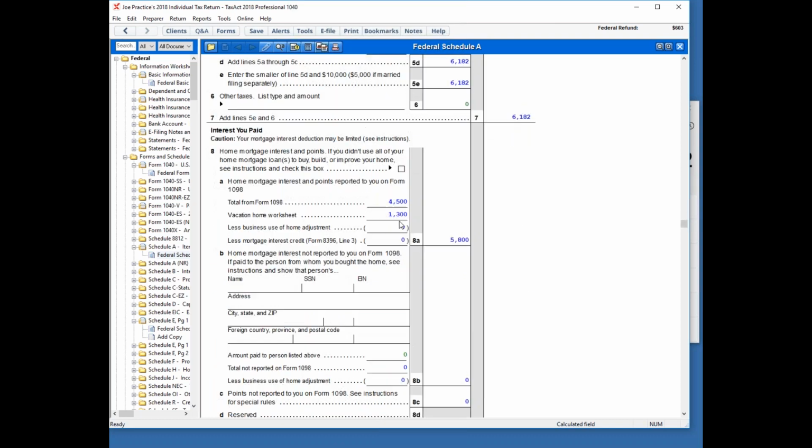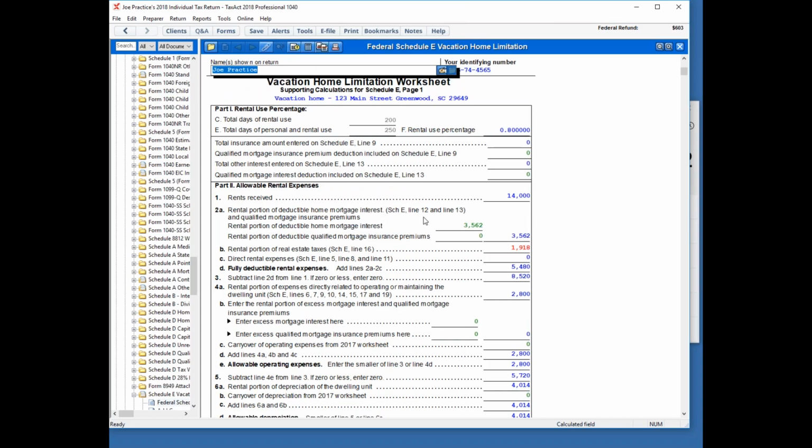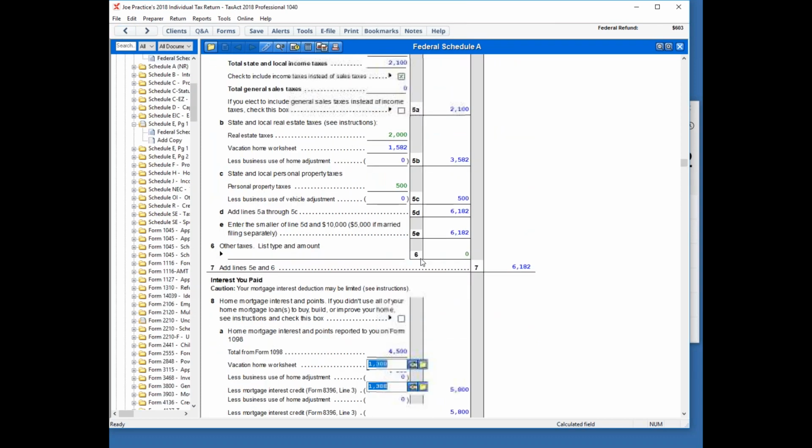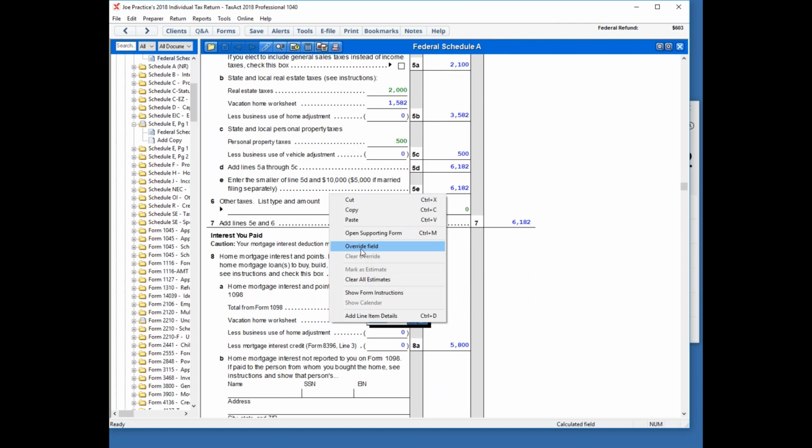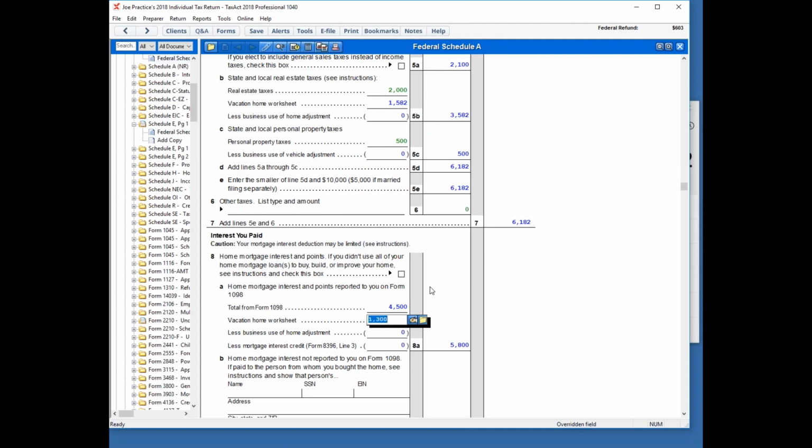However, notice here the vacation home worksheet didn't adjust. It's an error in the program. So we need to go in, and this is the other time that you have to override. So override the field. Instead of 1,300, it should have been 2,938.